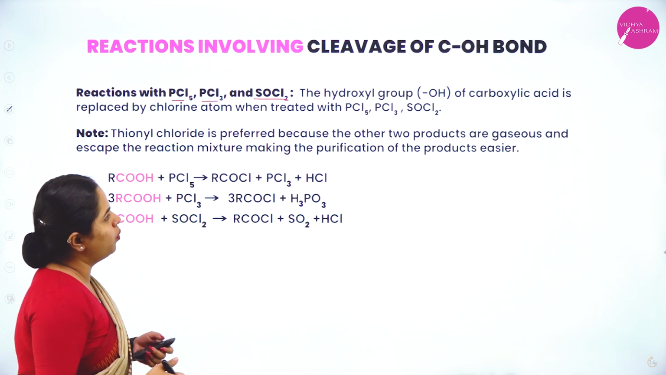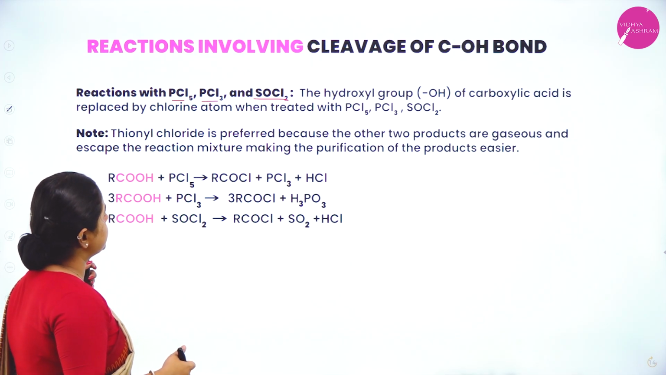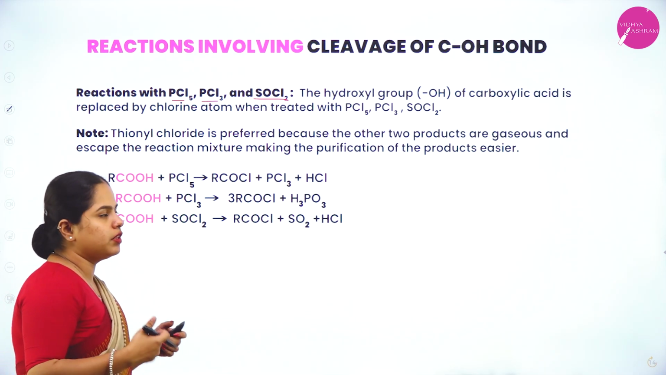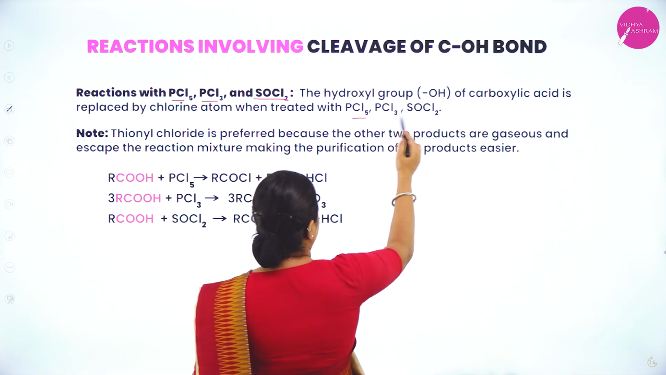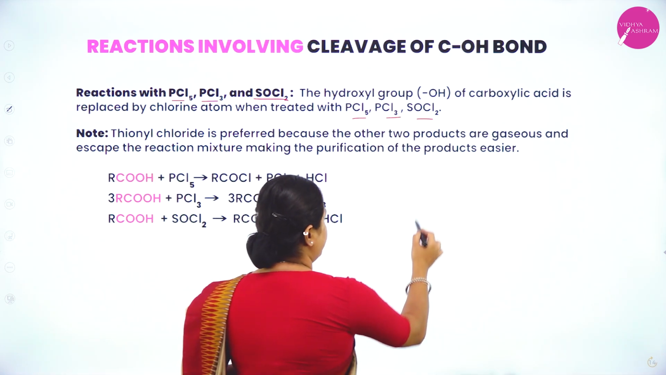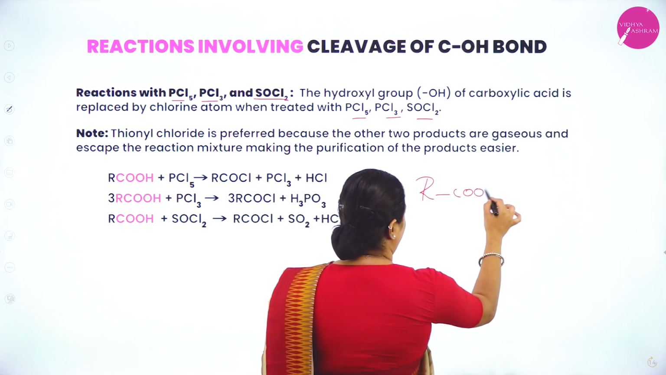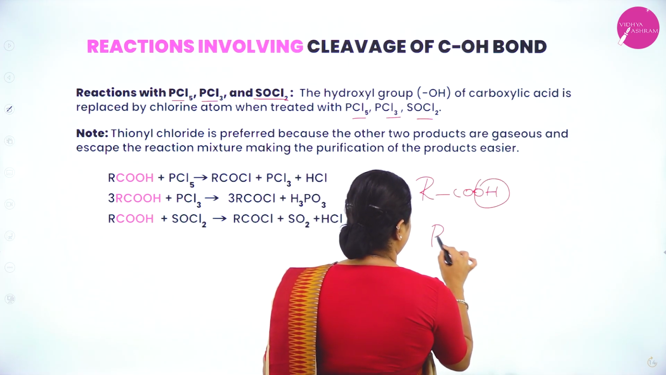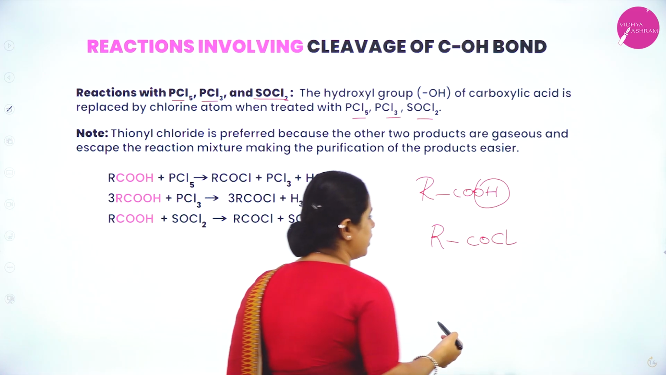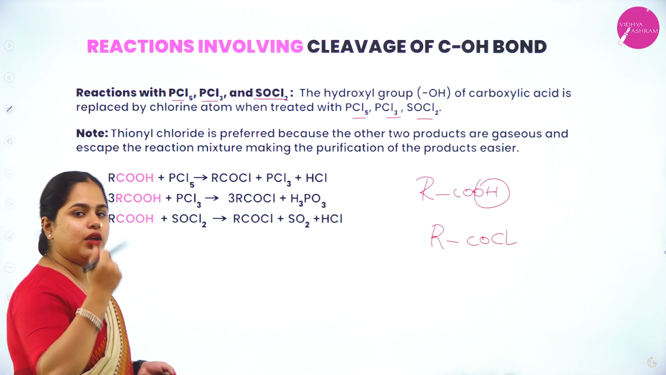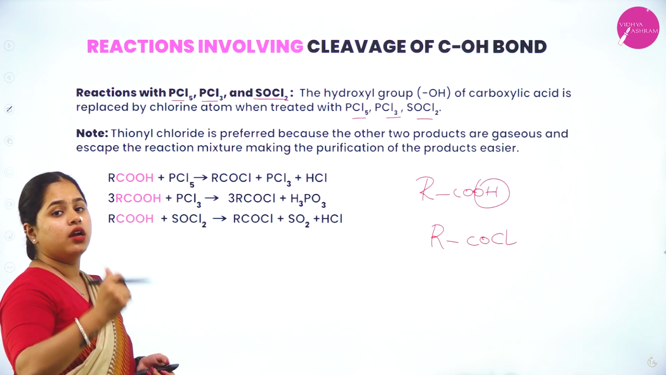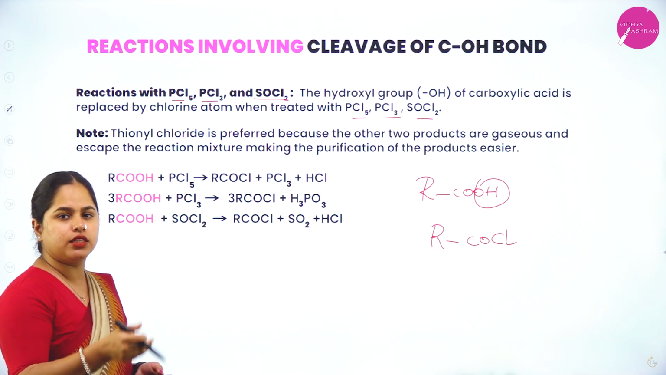The hydroxyl group of carboxylic acid is replaced by a chlorine atom when treated with PCl5, PCl3 or SOCl2. In all of these, what are you having? This is chlorine. So what is going to happen is RCOOH, in this, OH is going to be replaced by Cl and you are going to get an acid chloride, that is RCOCl. That is the product you are going to get, and you will have byproducts also, based on whether you are taking PCl5, PCl3 or SOCl2.